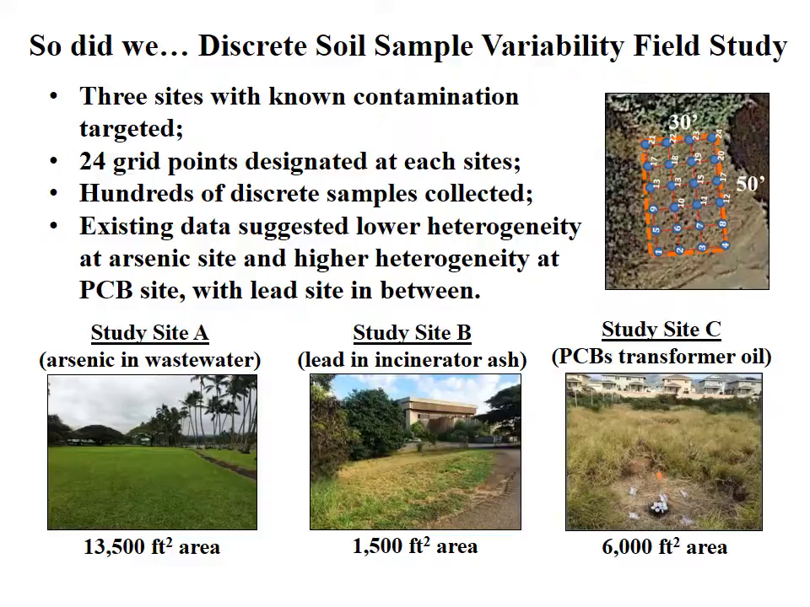Study site C was a site contaminated with PCBs from transformer oil, electrical equipment that had been dumped on the ground over the years. And we had data for the PCB site also that indicated very high heterogeneity and variability around individual discrete sample points. And we assumed that the lead site would probably be somewhere in between the arsenic site and the PCB site.